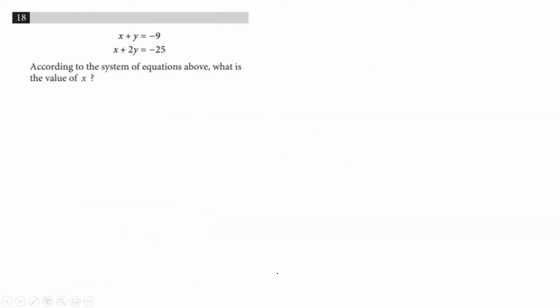18. x plus y equals negative 9, x plus 2y equals negative 25. According to the systems of equations above, what is the value of x? Well, that's pretty easy. That's very similar to the systems of equations questions we dealt with earlier in the exam, but this time we don't have choices. So let's do the same thing we did there and just rewrite out what we have.